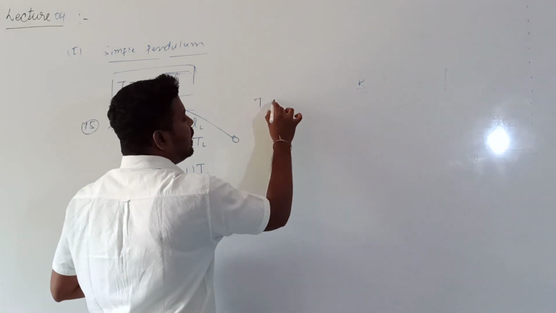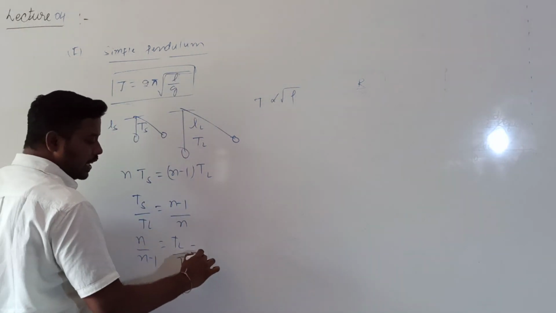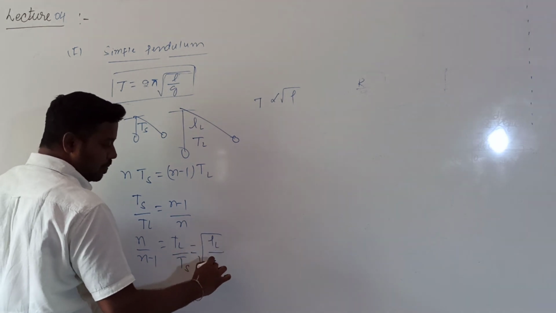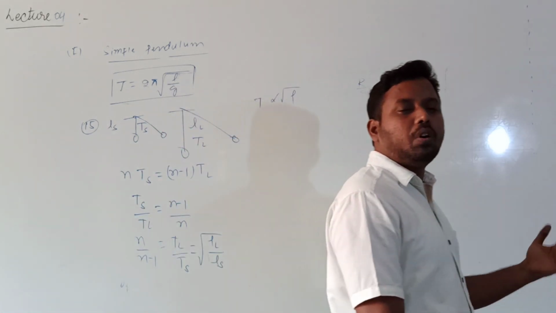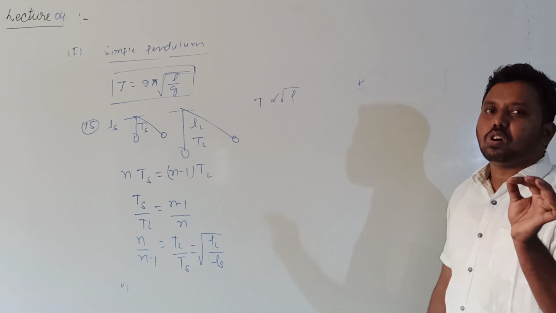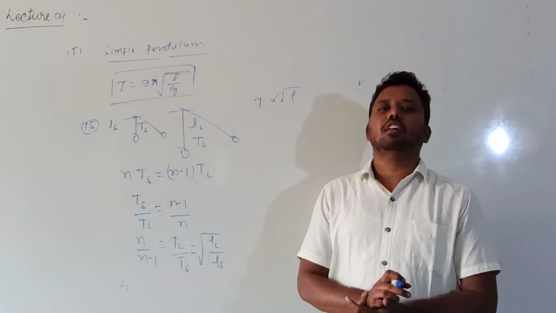But we know that T is directly proportional to root L. So according to that, what can I write down? Root over the length of the larger pendulum by the length of the shorter pendulum. What is n and what is n minus 1? n is the number of oscillations completed by the shorter pendulum, and n minus 1 is the number of oscillations completed by the larger pendulum.